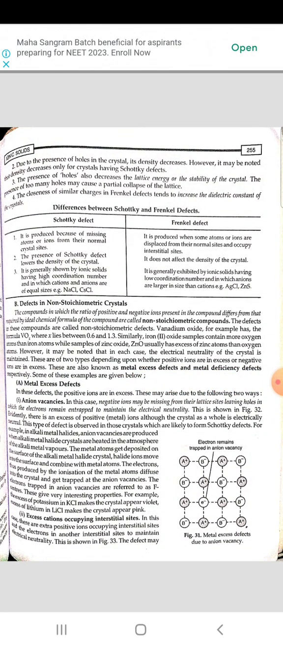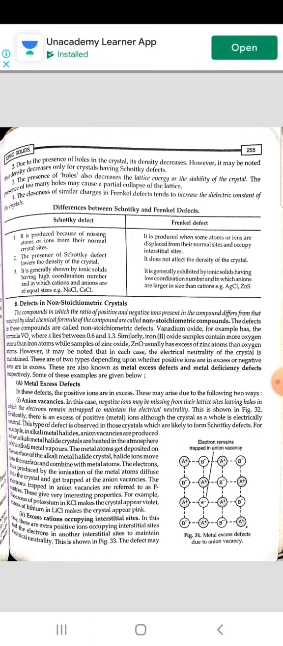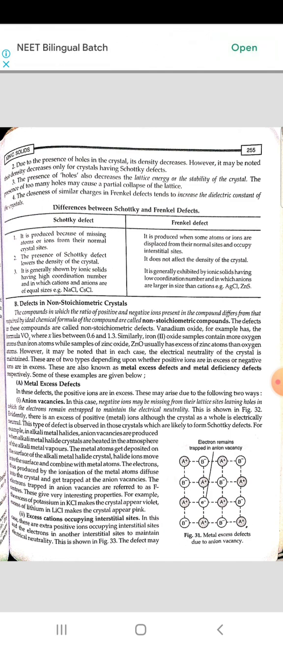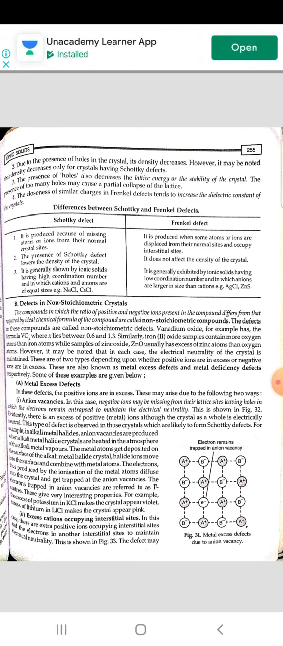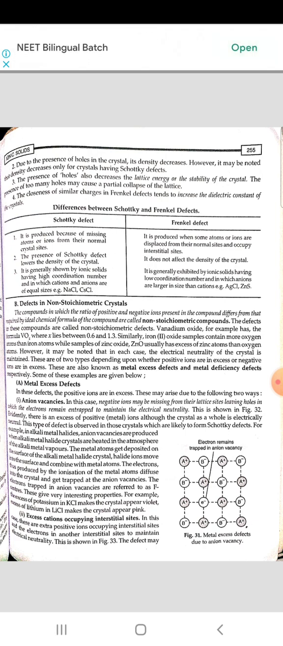Due to the presence of holes in the crystal, its density decreases. However, it may be noted that density decreases only for crystals having Schottky defects. The presence of holes also decreases the lattice energy or stability of the crystal. The presence of too many holes may cause a partial collapse of the lattice. The closeness of similar charges in Frenkel defects tends to increase the dielectric constant of the crystal.